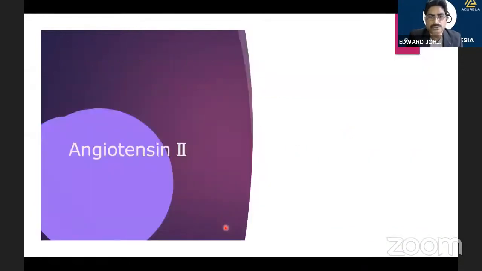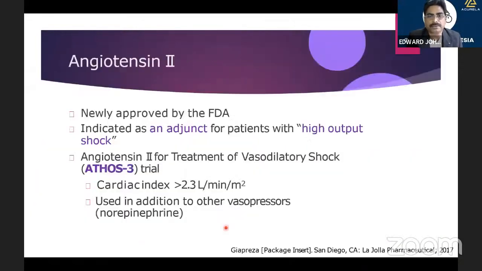Angiotensin 2 is approved by the FDA for a high output shock after the ATHOS-3 trial. It restores the cardiac index to more than 2.3. It is better used along with norepinephrine.